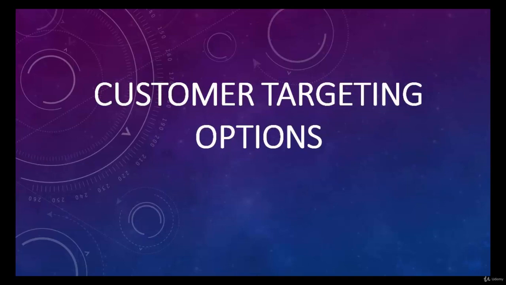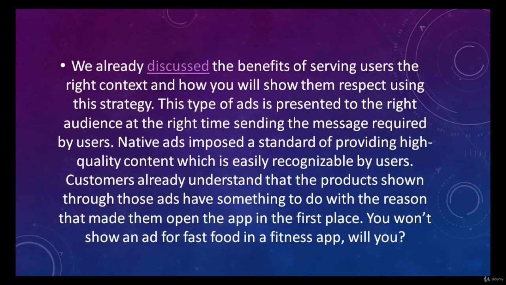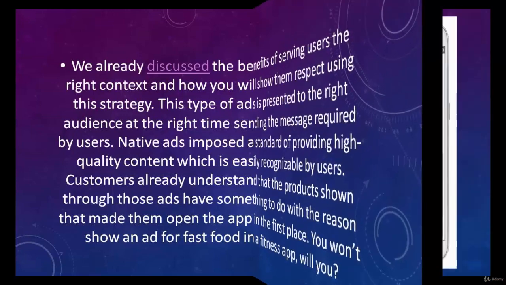Customer targeting options. We already discussed the benefits of serving users the right context and how you will show them respect using this strategy. This type of ads is presented to the right audience at the right time, sending the message required by users. Native ads impose the standard of providing high-quality content which is easily recognizable by users. Customers already understand that the product shown through those ads has something to do with the reason that made them open the app in the first place. You won't show an ad for fast food in a fitness app, will you?